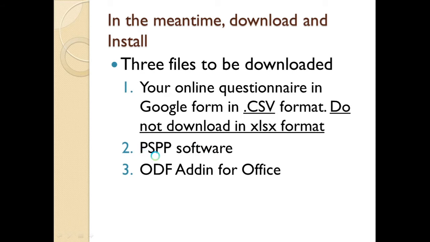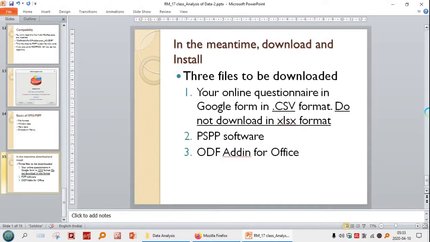Then you still have to download PSPP software. I have already sent you the links in the previous mail. Then if you don't have the latest version of MS Office, you have to download the ODF add-in for Office. That's it. So these are the preliminaries, and then I'll conclude with it. So now let's move on to the download and installation of the software.